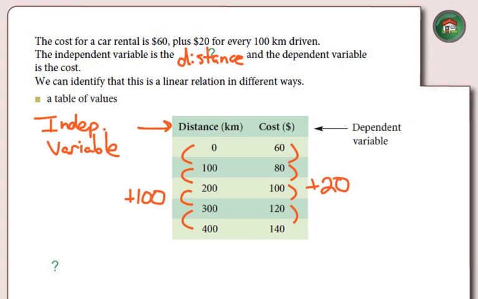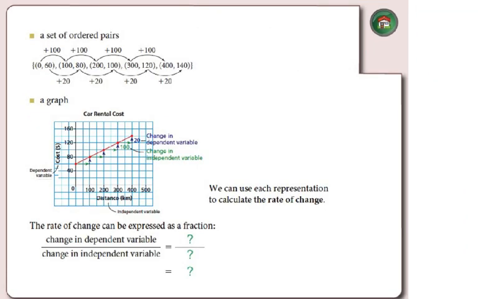Easy enough to tell that a relation is linear based on the table, but what if we look at it as a set of ordered pairs? Same idea, we see that going from each pair, the independent variable goes up by 100 as shown on the top. The dependent variable goes up by 20 just like we saw in the table.